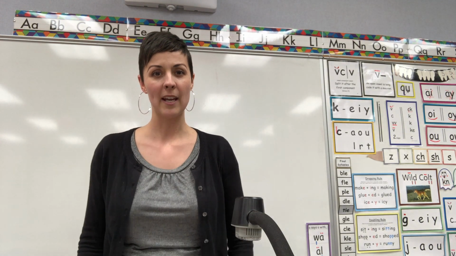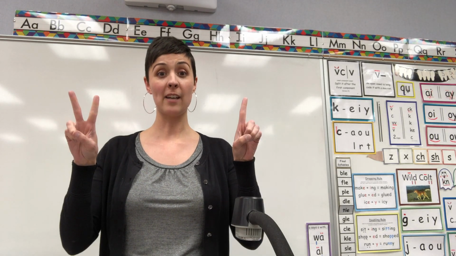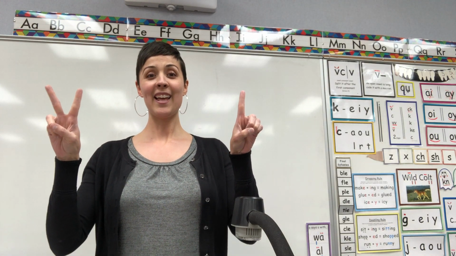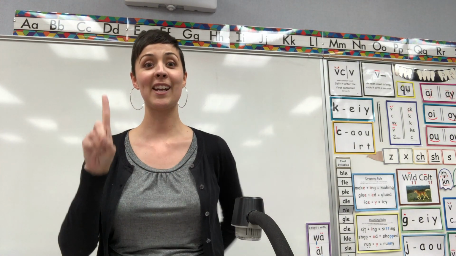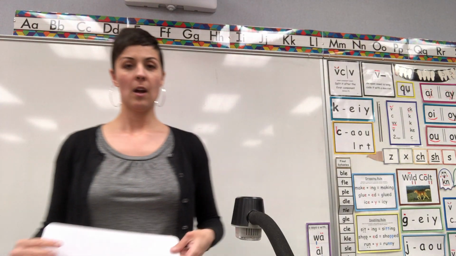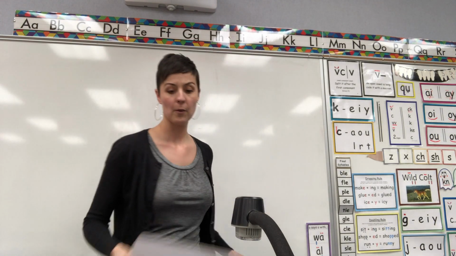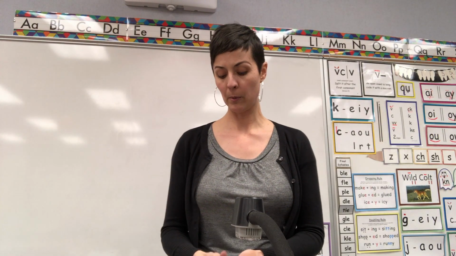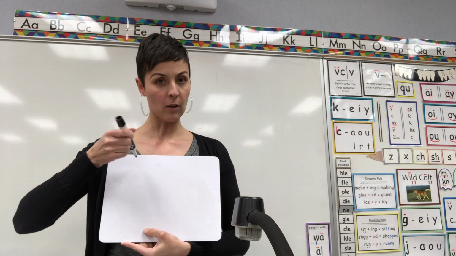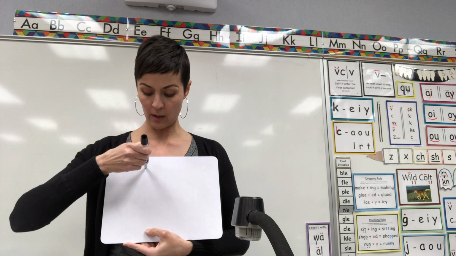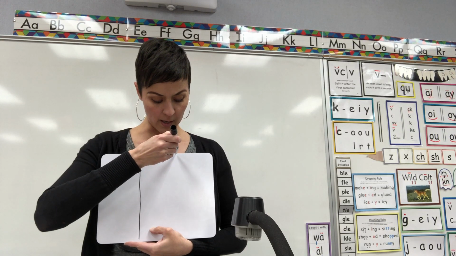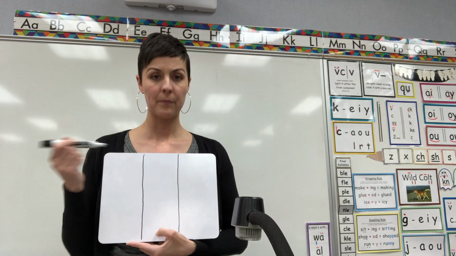Will you say that with me? Say, a trigraph is 3 letters. Ready? A trigraph is 3 letters that come together and make one sound. You got it. So, with your whiteboard, if you have a whiteboard or piece of paper would work too. But if you have a whiteboard, let's split it into 3 sections. So I'm going to draw a line kind of near the end of the left side and kind of near the end of the right side.